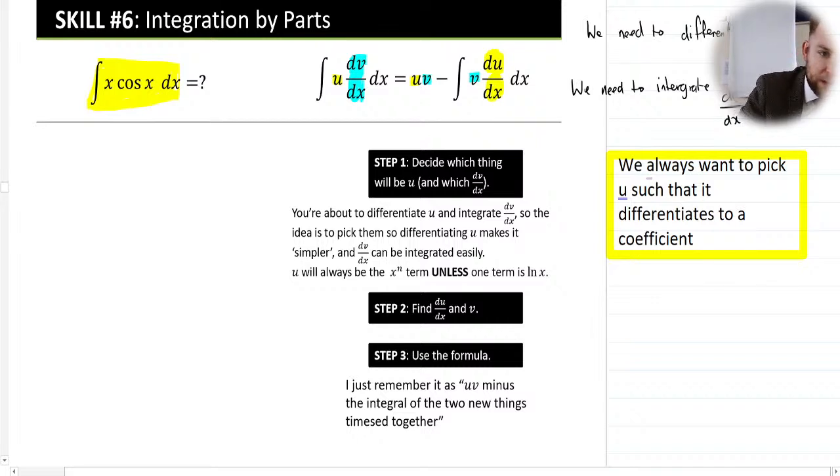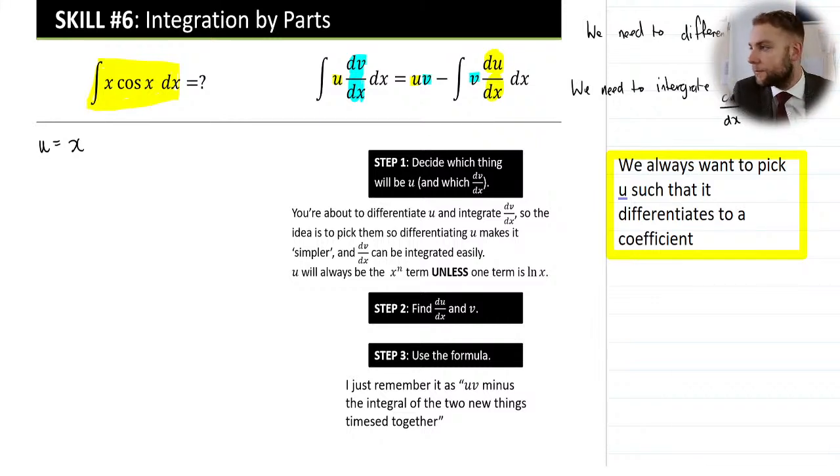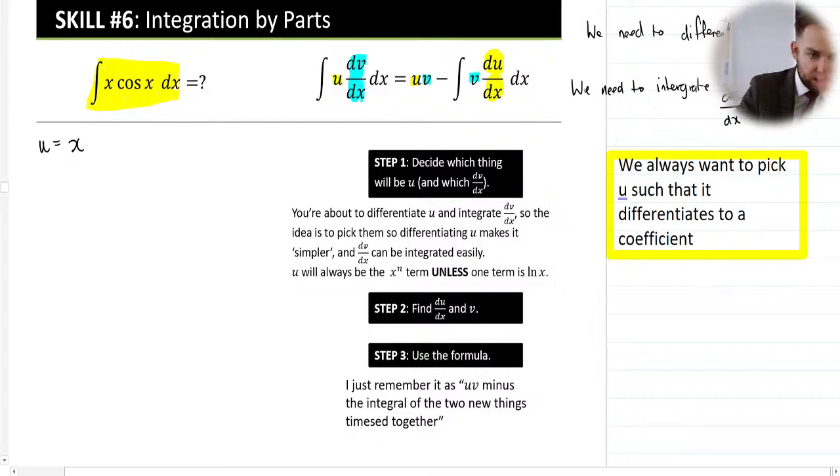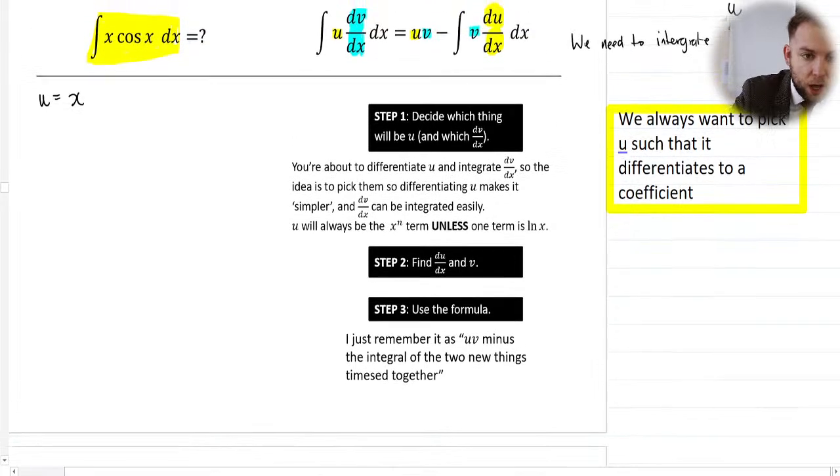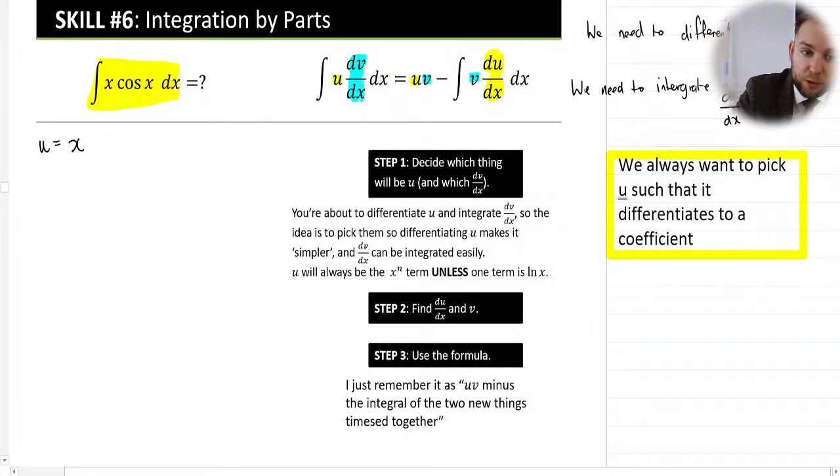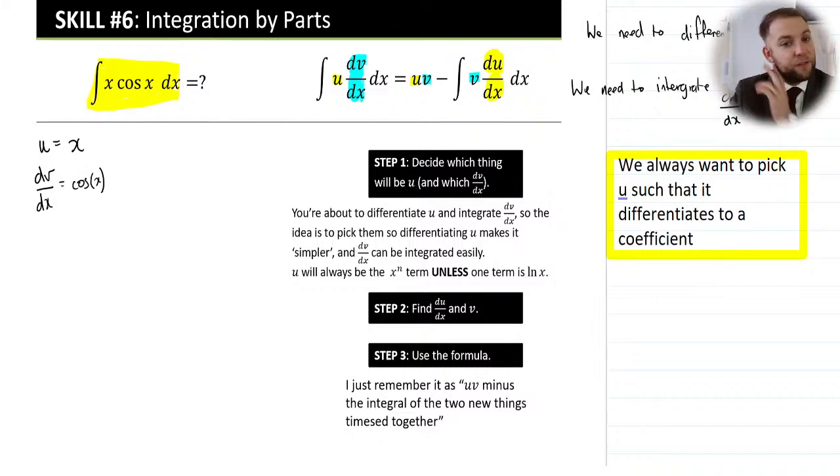So the first thing I'm going to do is say that u is equal to x. I know that u there is equal to x. And these are two things which are multiplied together, a little bit like the product rule, but something's a little bit different because we're integrating. So I'm going to say that the thing that's multiplied by dv by dx is equal to cos of x. When we've got two things multiplied together, we can use integration by parts. You want to pick the u such that it differentiates to a coefficient.